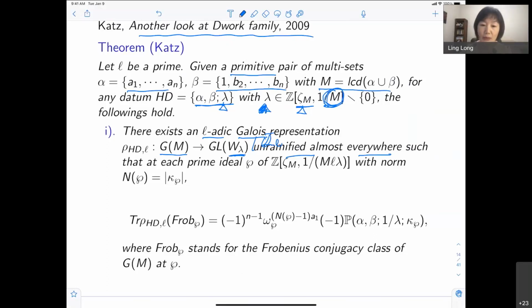And then the result continues for if you're avoiding the primes dividing M, and then there are some primes you should avoid, which will be those dividing lambda or dividing 1 minus lambda. If you're avoiding those, then you can look at this Galois representation. I'm going to talk about the dimension on the next page. It's a finite dimensional Galois representation.